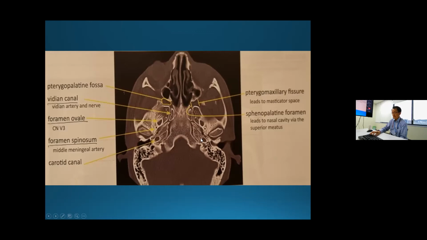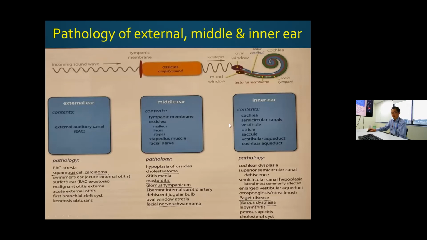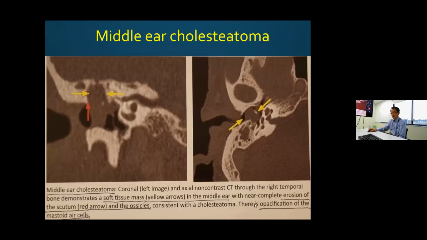Okay. So the ear has three parts with different pathology. Here, common is a middle ear cholesteatoma. So this is some nodule or mass occupying the middle ear. This middle ear cholesteatoma is invading all these petrous bones.